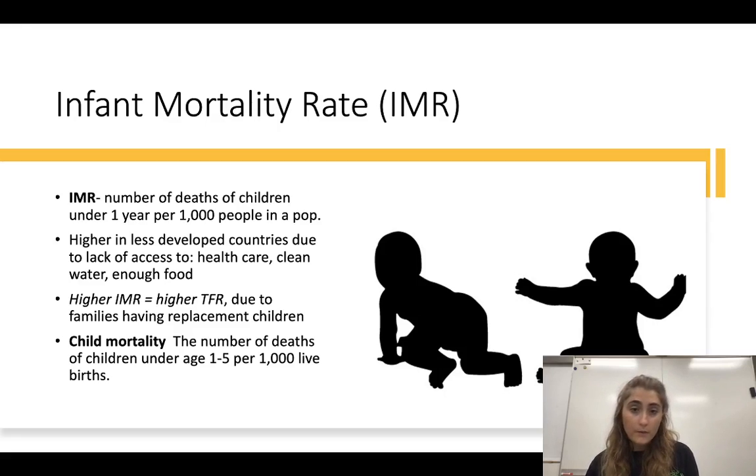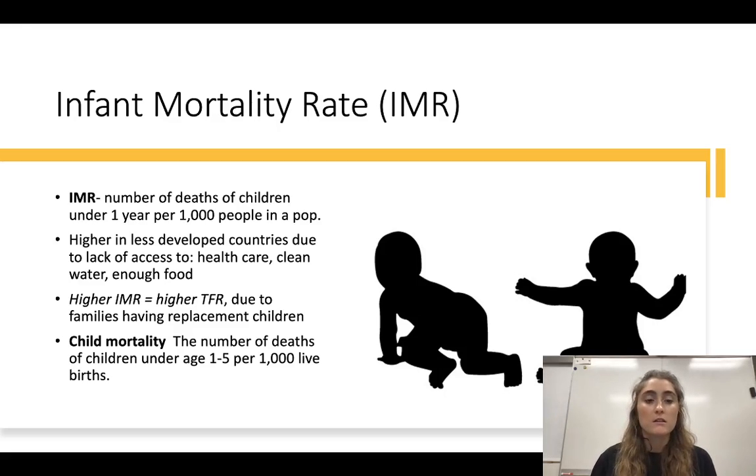Now, another one that we'll look at is something called IMR. I know there's a lot of these, but this is infant mortality rate. So infant mortality is also recorded as a crude number. So remember, crude is per 1,000. So infant mortality rate is the number of deaths of children under 1 year of age per 1,000 in a population. So it's how many infants that we're losing per 1,000.